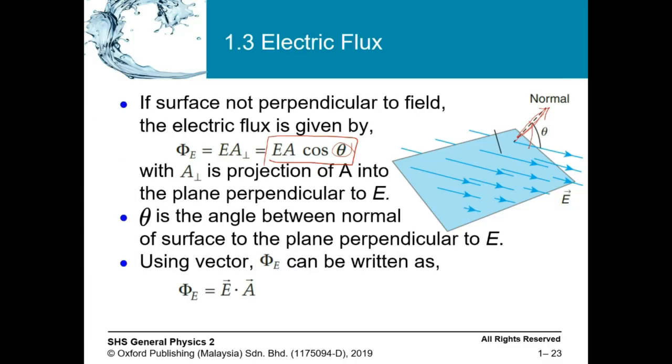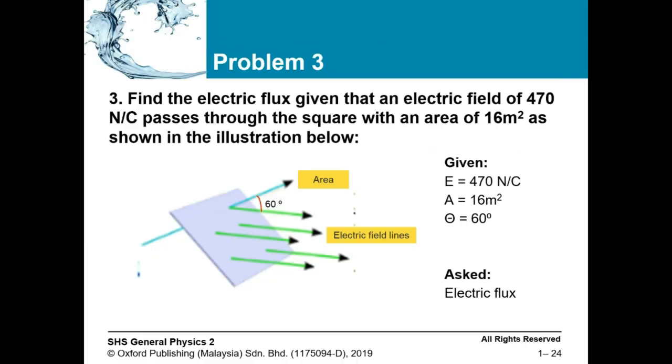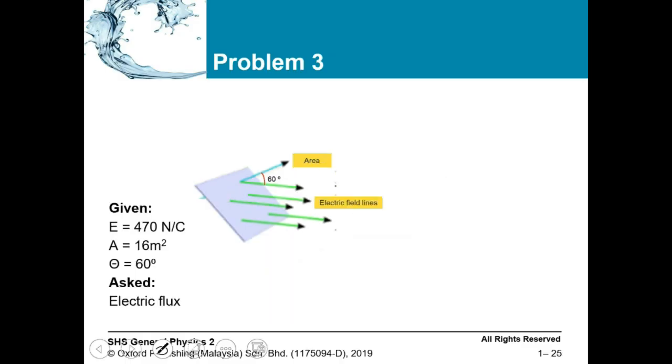Okay, please pasensya sa akong PowerPoint. Okay, so let's tackle the problem now. Now that we know what equation to use, let's first state the given. Of course, the given is E, 470 Newton per coulomb, area of 16 meters squared, theta of 60 degrees. What we're asked to get is the electric flux.